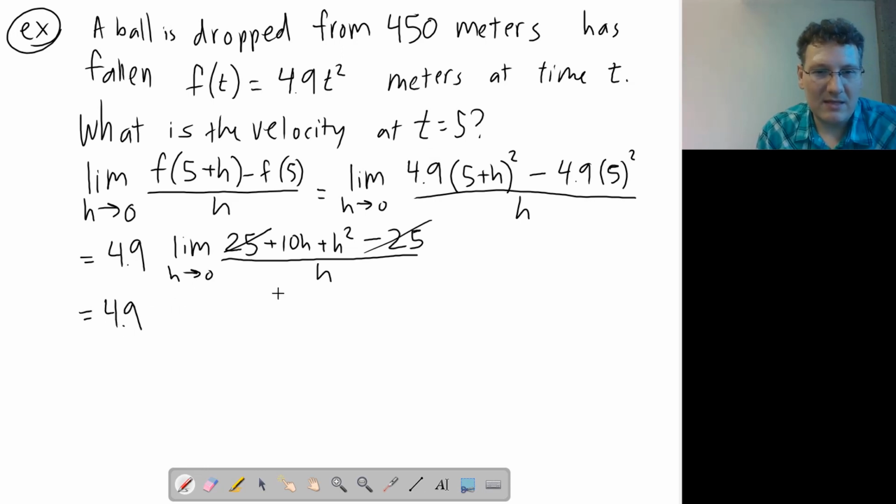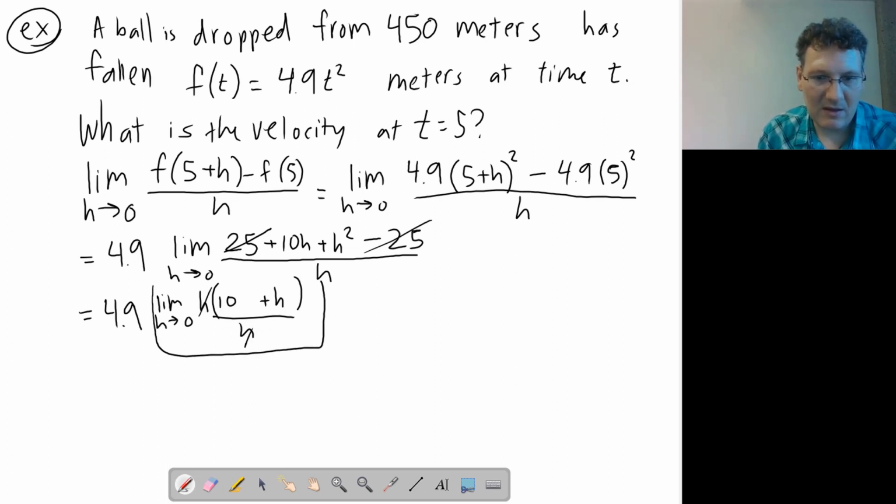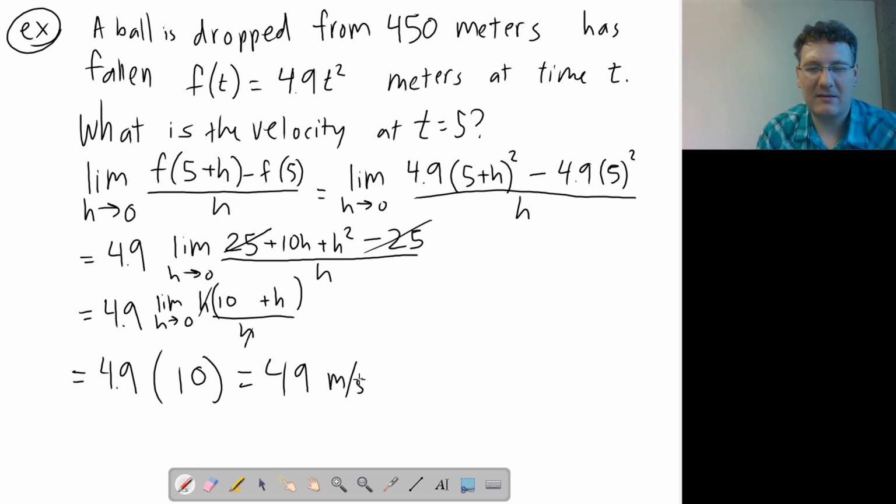So we have 4.9 times the limit as h goes to 0 of 10h plus h squared over h. H is a common term of all of these. In fact, I'm going to factor h out from the numerator, and when I do that, I'm going to remove that first h, and this is now going to be not h squared, but just h. And doing that, I can now cancel these h's, and so what I've got is the limit of 10 plus h as h goes to 0. This is going to be 4.9 times 10 plus 0, which is just 10. So this is 49 meters per second. That's what the velocity is going to be at the 5-second mark.